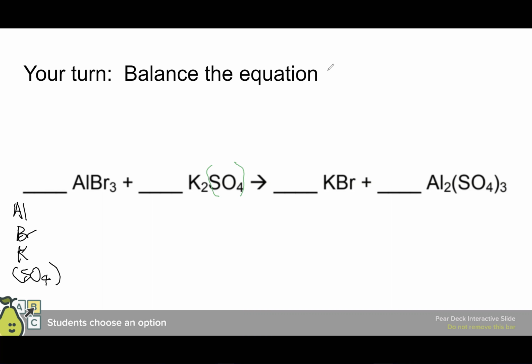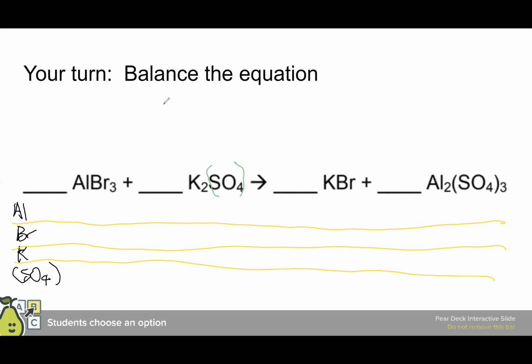If you feel better listing each element by itself, you're welcome to do that. It just makes it a little bit more work to do. So I'm making my rows and my columns. Okay. And now I'm going to go ahead and put in my counts.